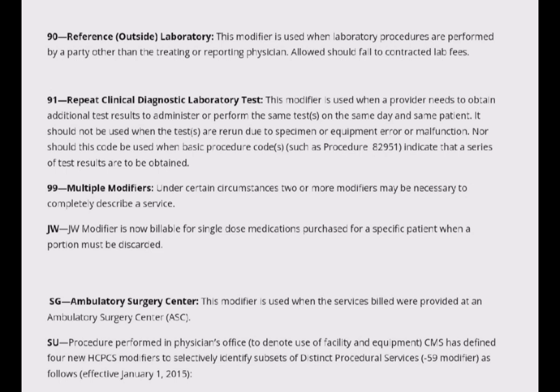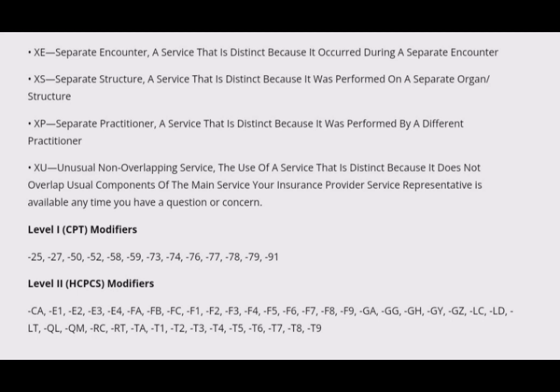CMS has defined 4 new HCPCS modifiers to selectively identify subsets of distinct procedural services, -59 modifier, as follows, effective January 1, 2015. XE, separate encounter, a service that is distinct because it occurred during a separate encounter. XS, separate structure, a service that is distinct because it was performed on a separate organ structure. XP, separate practitioner, a service that is distinct because it was performed by a different practitioner. XU, unusual non-overlapping service, the use of a service that is distinct because it does not overlap usual components of the main service. Your insurance provider service representative is available anytime you have a question or concern.